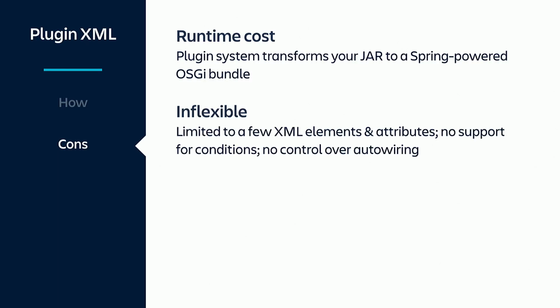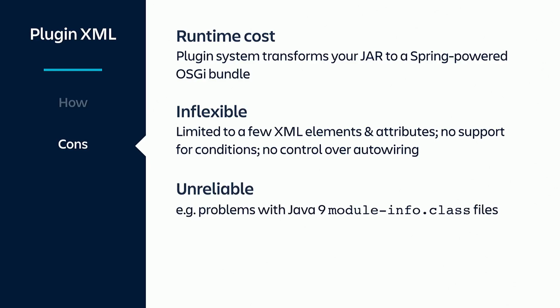Plugin XML is not super flexible. You're allowed certain elements and certain attributes, and that's it. For example, you can't say which constructor you would like to be invoked. You just hope that the auto wiring works. It's become a little bit unreliable in recent times.